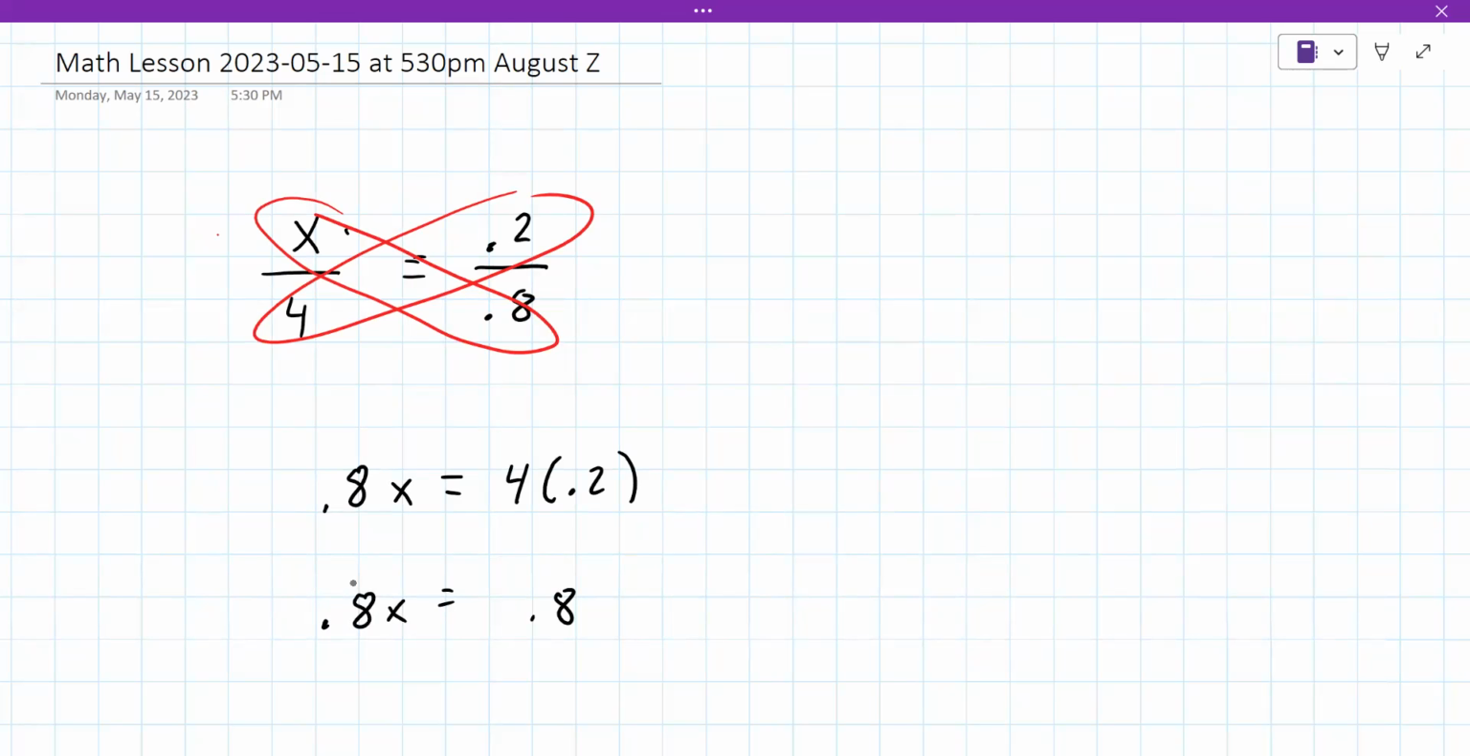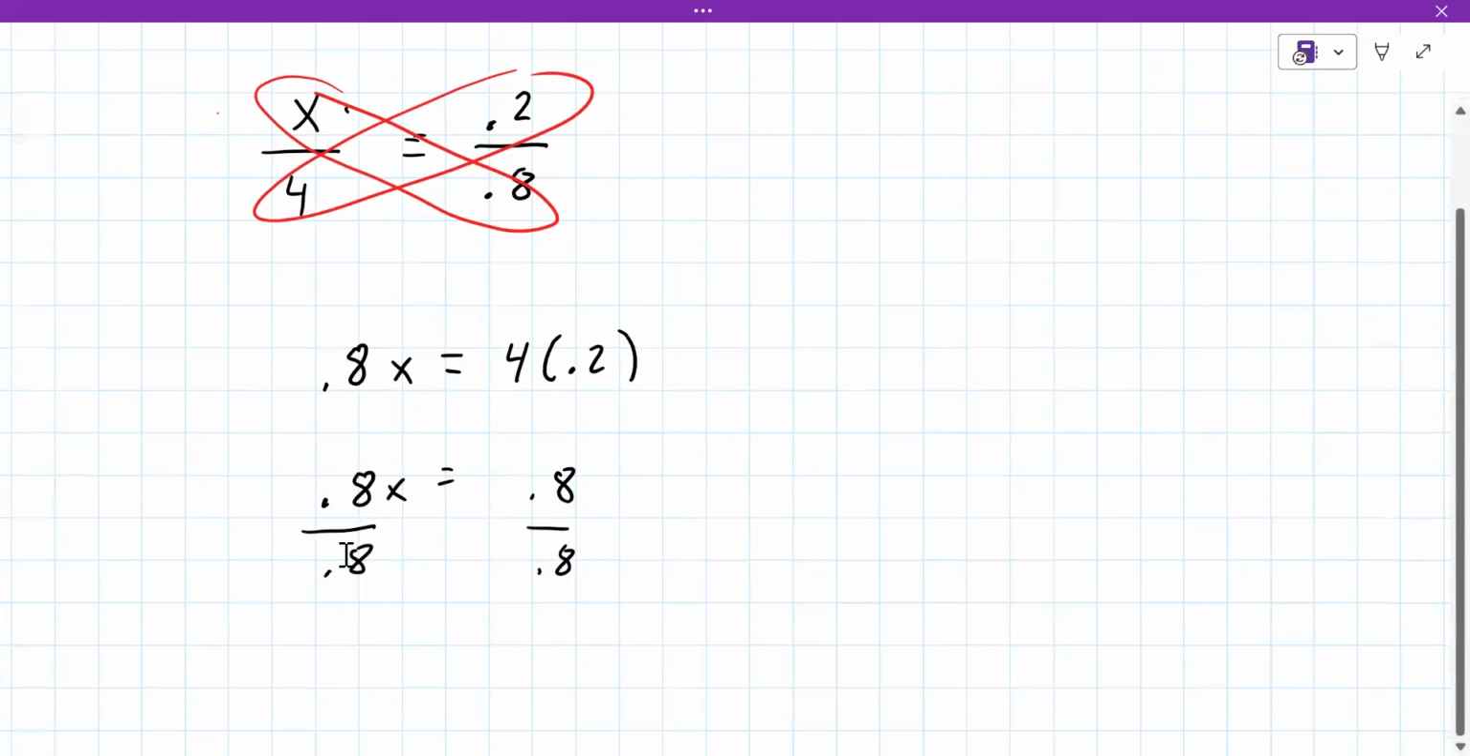So you divide both sides by 0.8. The nice thing about this problem is that everything lines up, and x equals 1. The same top and bottom cancel out, it becomes 1.